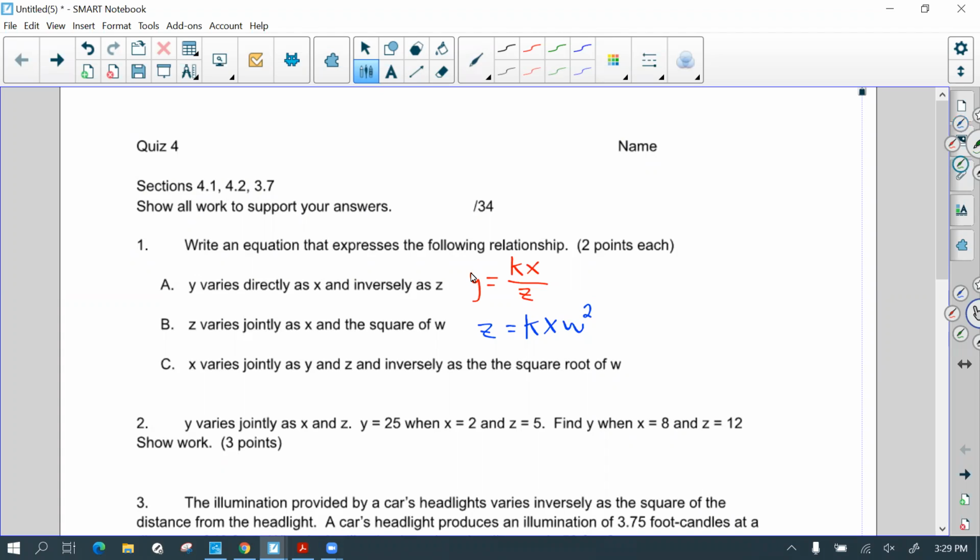And then letter C, x varies jointly as y and z. So k times y times z. And inversely as the square root of w.